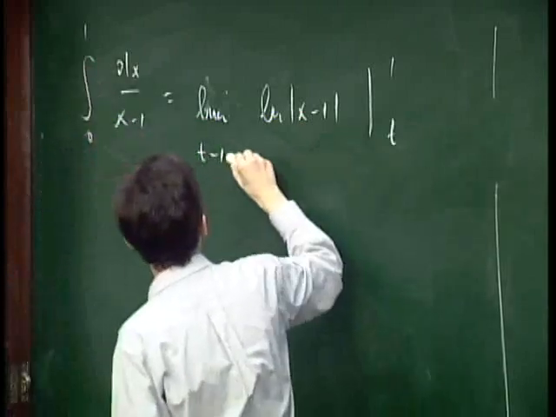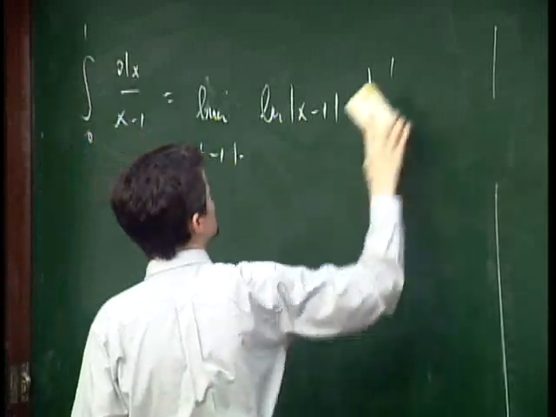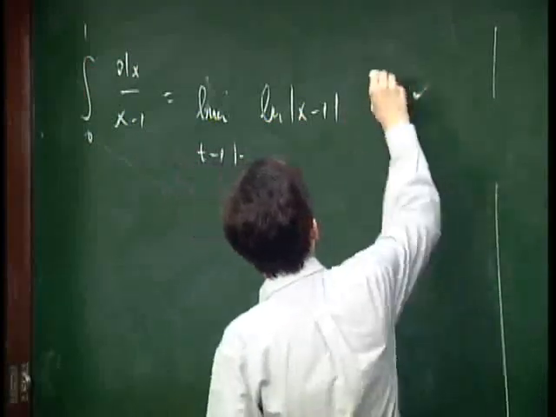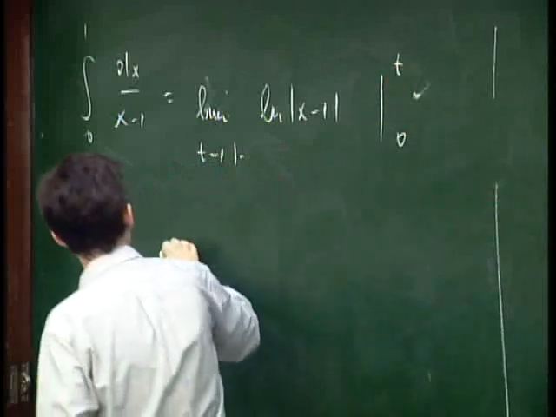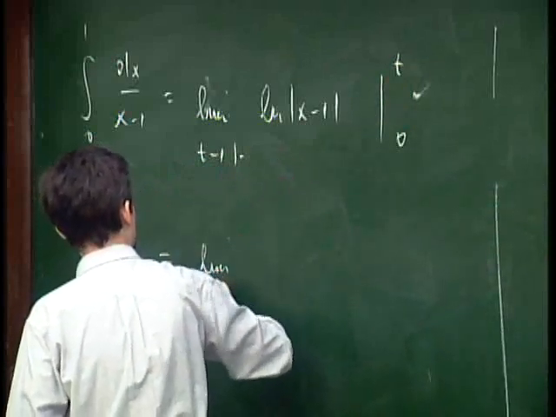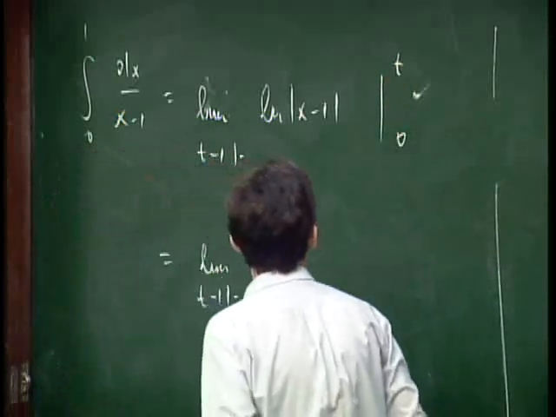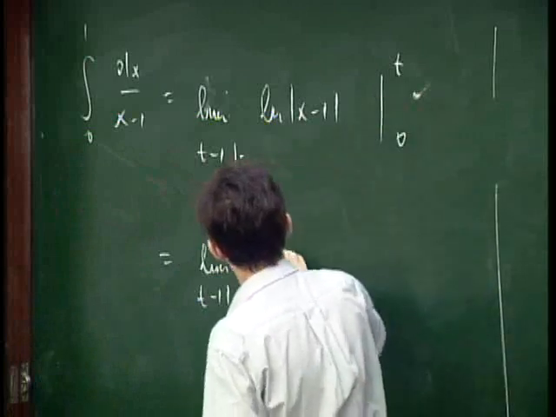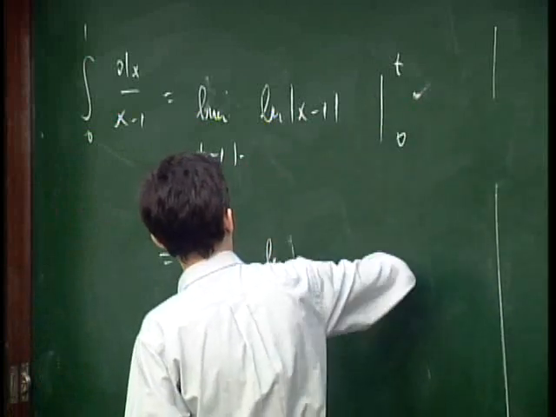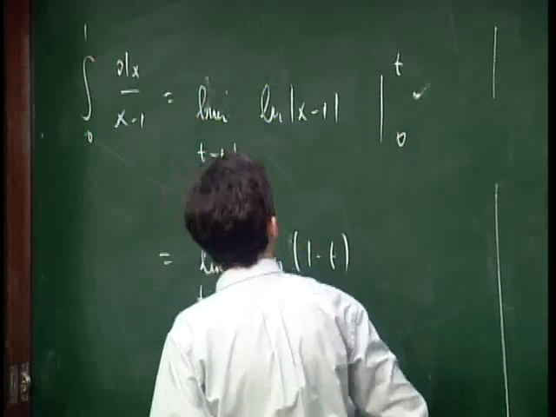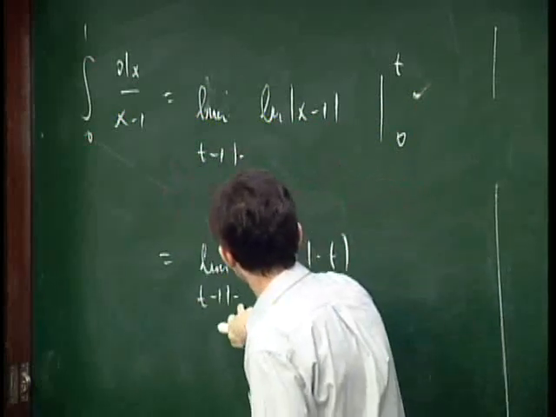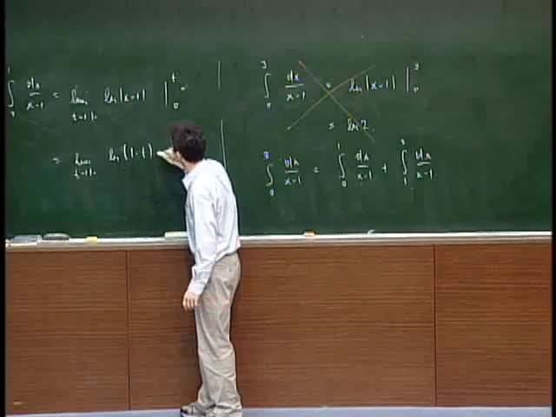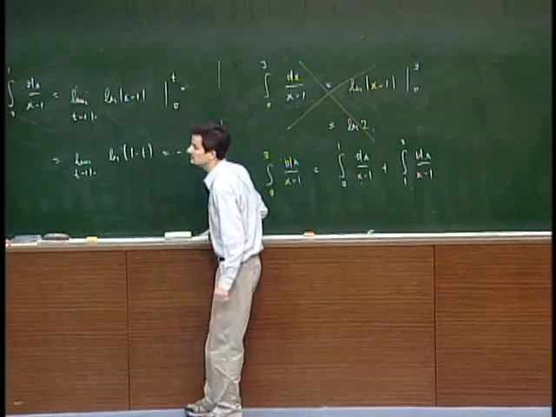Because the problem is the upper limit. Okay, so you have this one. Now you see that this is the limit: t tends to 1 from the right. So you plug in t here. The absolute value is ln of 1 minus t, minus, at the lower limit you have 0. And now you see, because this approaches 0, what you get is minus infinity.